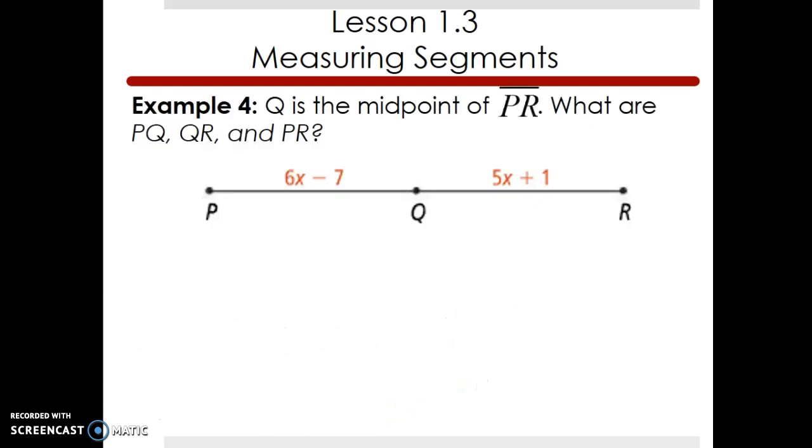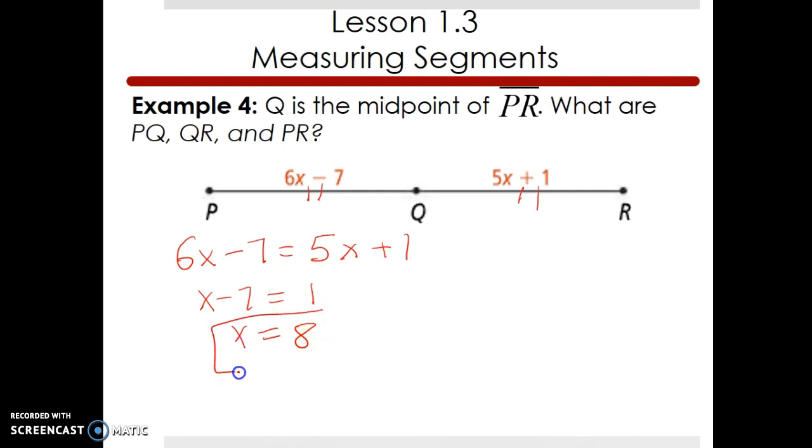Alright, it's saying that Q is the midpoint of PR, which means this half is going to be equal to that half, correct? So if they're equal, you set it up as equal. That gives you x minus 7 equals 1, x equals 8 when you do the algebra. But it's not asking for x, it is asking for PQ, QR, and PR. We know that they're the same. So let's plug it in to PQ, and you get 6 times 8 minus 7, so you get 41.